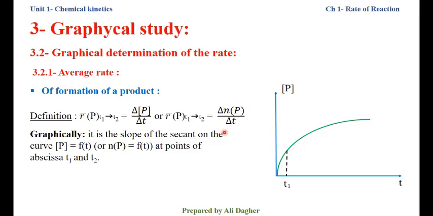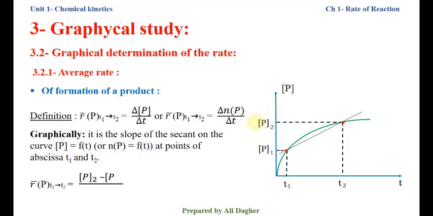Then this is t1. We determine on the curve the point of abscissa t1, and for t2, we determine the point on the curve of abscissa t2. We draw the secant passing through these 2 points. We determine the concentrations. The rate becomes variation in concentration, delta concentration of product, over variation of time, delta t. That means concentration 2 minus concentration 1 over t2 minus t1.